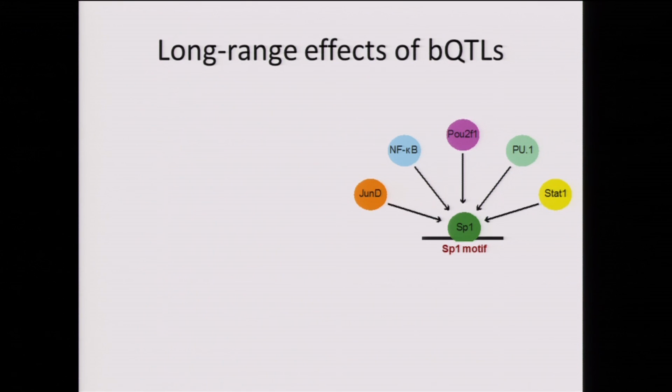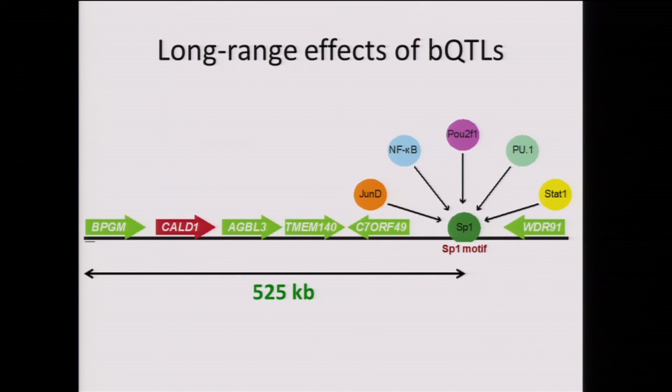Now we can also look at long-range effects of these bQTLs across large swaths of the genome. Here's one example of a particular binding site for a TF called SP1. It recruits all 5 of our TFs to that binding site, and there's a bQTL there that changes the binding for all 5. When we look around there in the genomic region, we see that it actually regulates the expression levels of 5 genes nearby, these 5 that are colored in green, including one that's over 500 kb away, so a pretty long-range effect. But interestingly, it does not affect the expression of one gene that's actually closer, called CALD1 here. And so we wondered, why would it affect the expression of all these various genes nearby, but selectively not CALD1?